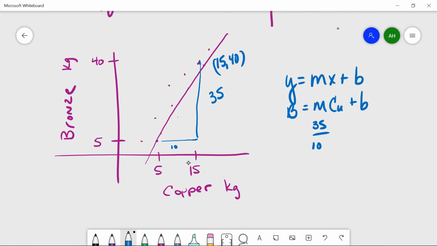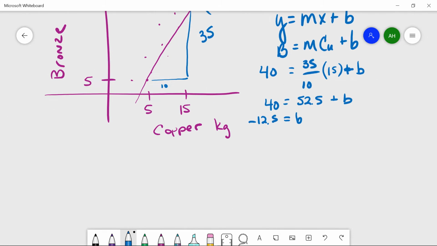So I can plug the 15 in, the 15 on the copper axis, and over here on the bronze axis, we've got the 40, so I'm going to plug the 40 in here. We've already done this in previous problems. Here we're solving for the b, the y-intercept. As I work that math out, multiplying 35 times 15 and dividing by 10, I get that 40 equals 52.5 plus b, and that b then equals negative 12.5.